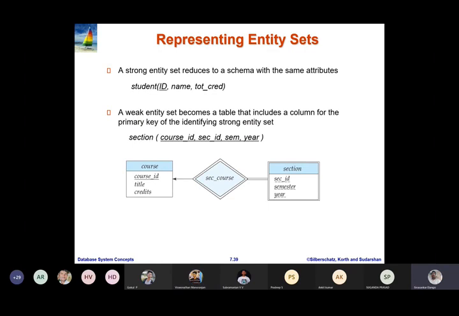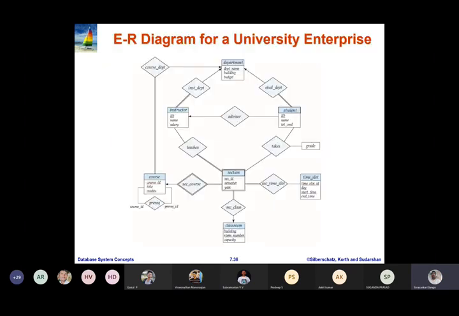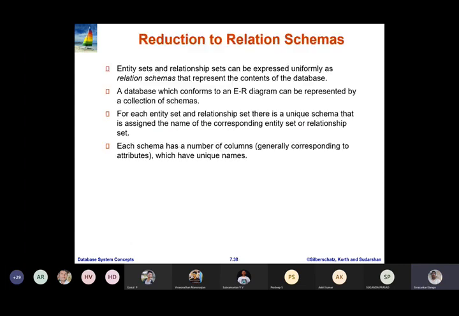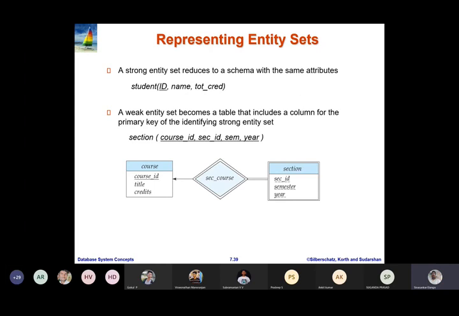Right. So for example, student is a strong entity set. If you look into the ER diagram, student is a strong entity set with the attributes ID, name, and total credits. Whenever you are going to represent this ER diagram in the form of a relation, the relation name is going to be student with attributes ID, name, and total credits. So it's quite easier to represent a strong entity. The attributes are going to be the columns of the relation, and the entity set name is going to be the same as the relation name.